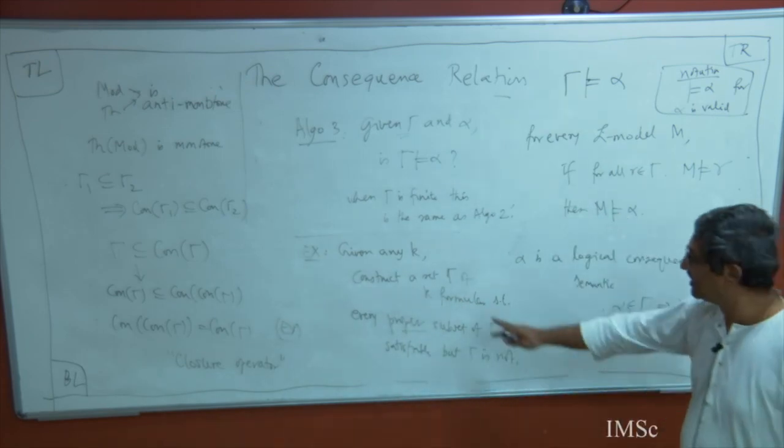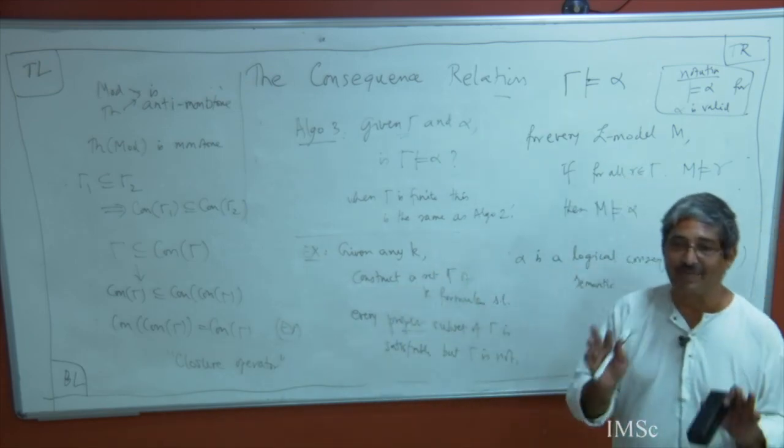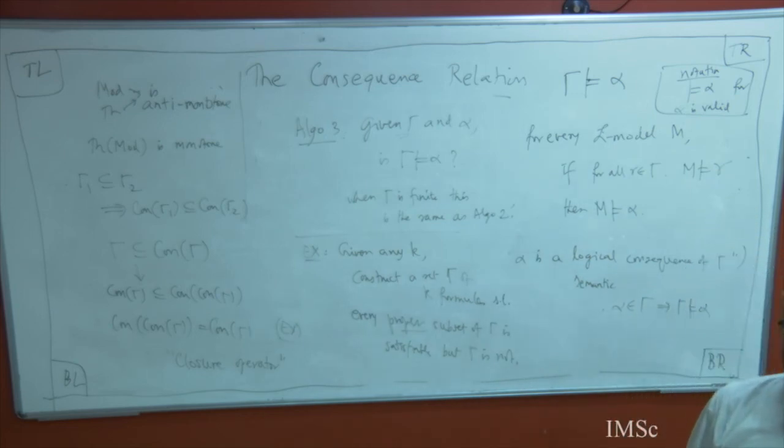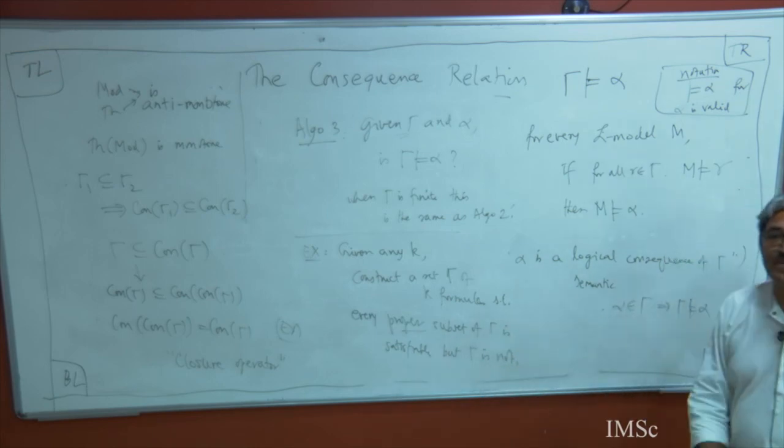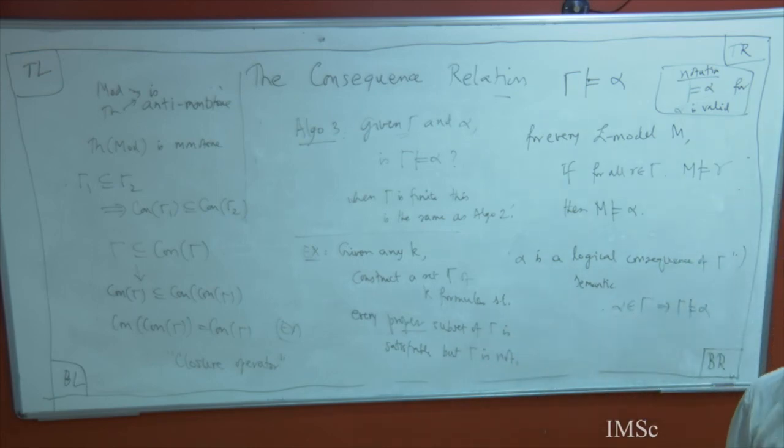Given any k, come up with a set gamma k such that every proper subset, like I said for pairs and so on. It doesn't matter. So every proper subset means what? You are allowed to omit at most one formula. Every proper subset is satisfiable, but the whole set is not. It's a nice exercise to take up.